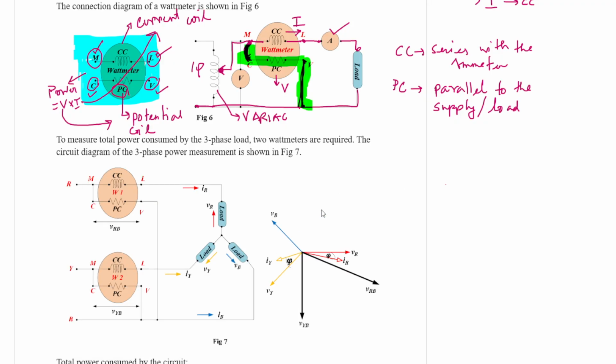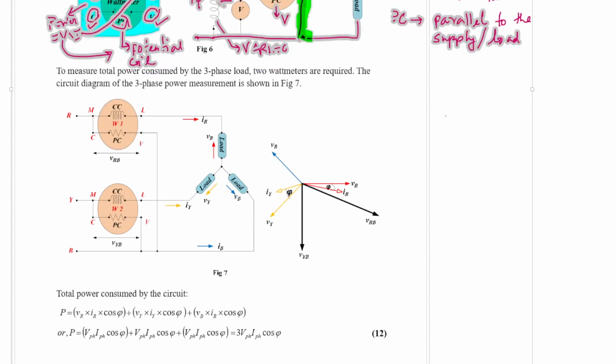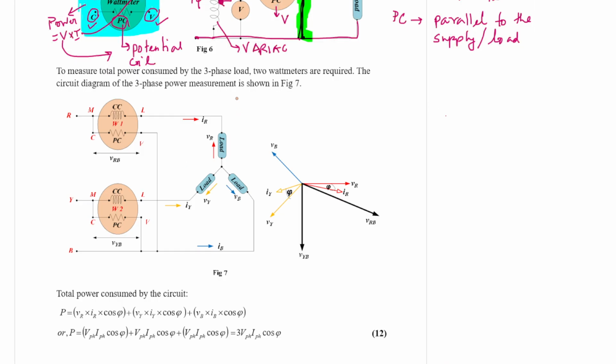So let us check. So let us say this is the connection diagram to measure the total power by three-phase load. Now this load is star connected. So we require two wattmeters. Now see, this is the first wattmeter, W1, and this is the second wattmeter, W2. Now wattmeter 1 has got a current coil, wattmeter 2 has got also a current coil. Similarly, both the wattmeters W1, W2 have got a potential coil.